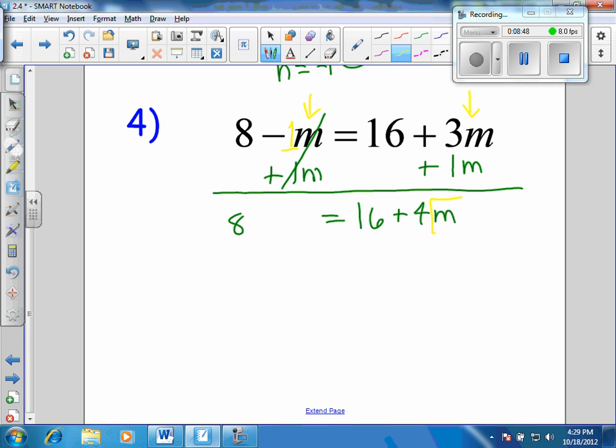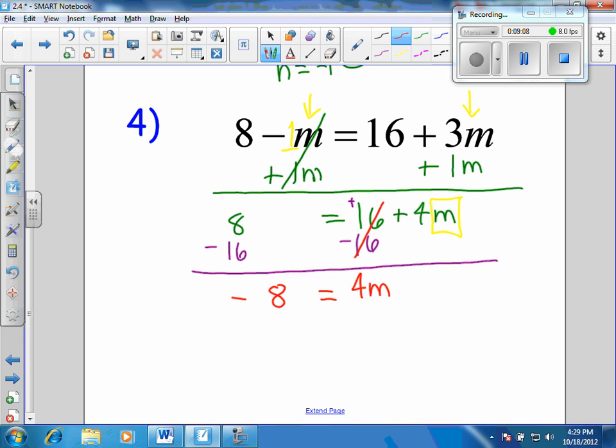So my job is to isolate m, which means I need to move the 16. So remember, this is a positive 16, so I'm going to subtract 16 from both sides. These cancel, so on the right-hand side I have 4m, and on the left-hand side I have -8. And remember that I'm trying to isolate my variable m, so I'm going to divide both sides by 4. 4's cancel. Over here I have just m, and I have -2.